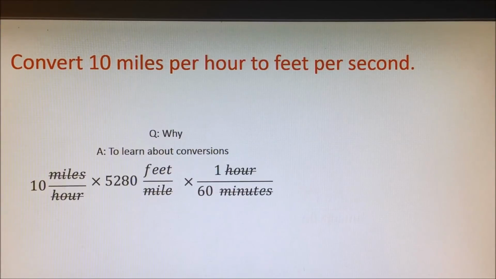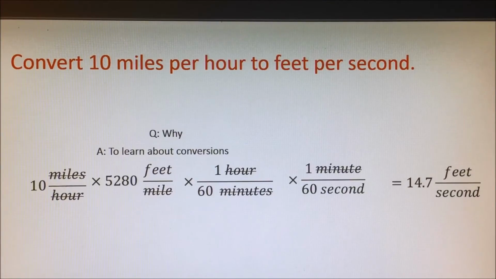Did you notice that for some of these we have 1 over 60, and for others we have the big number on the top? The big number is always on the top. Remember that.